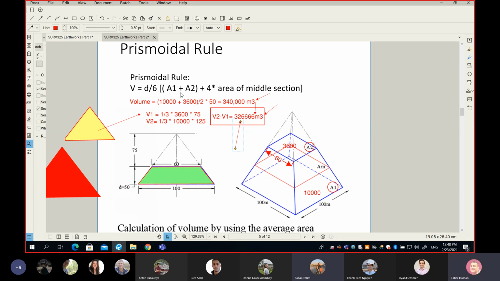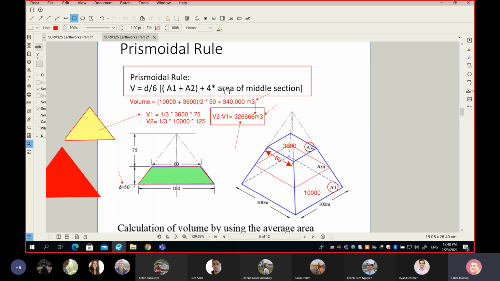Yes. Okay, so here is the prismoidal method, which is not very difficult. I'm going to box it out for you. The prismoidal method says, in order to find the volume, use equals D over 6. And the D here is the same as D before. So D is 50 meters, that's easy. Then A1 plus A2, which doesn't change. A1 is your first area, and A2 is your second area on the other end. Plus, that's the new thing, plus 4 multiplied by the area of the middle section.